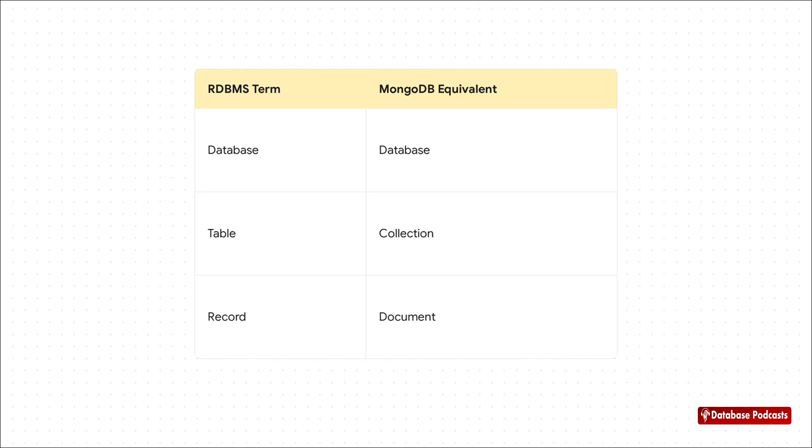What you called a database, well, it's still a database. Easy enough, right? But your table is now what we call a collection, and a record, or a row, is now a document. So instead of thinking about tables full of records, you're now working with collections full of documents. That's really the core shift.